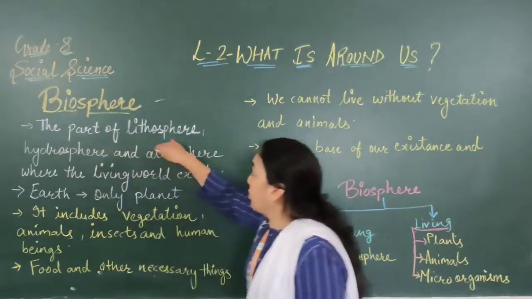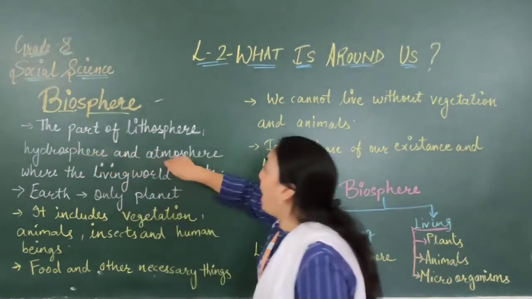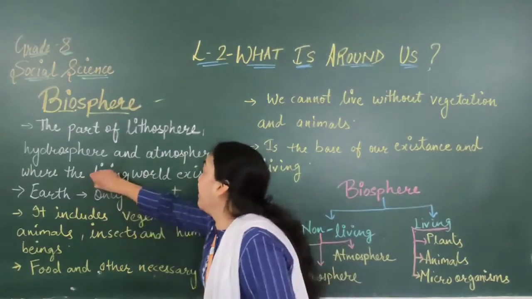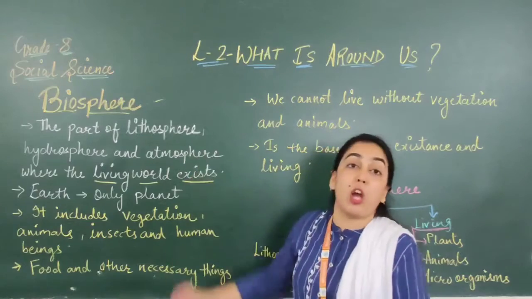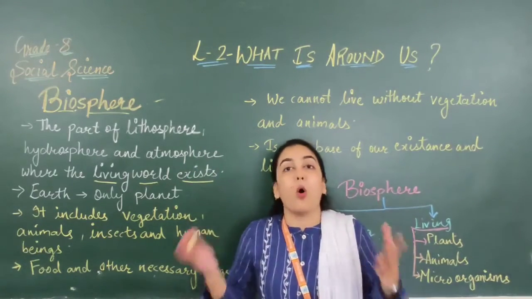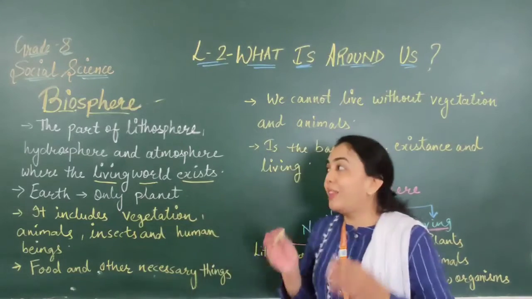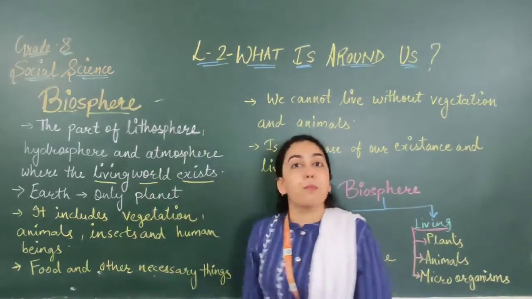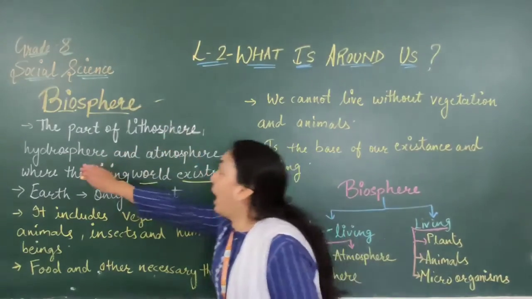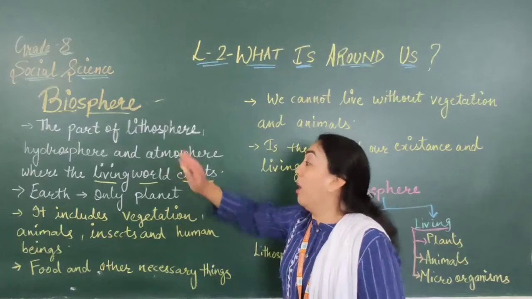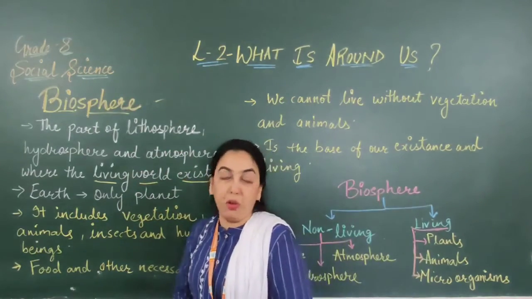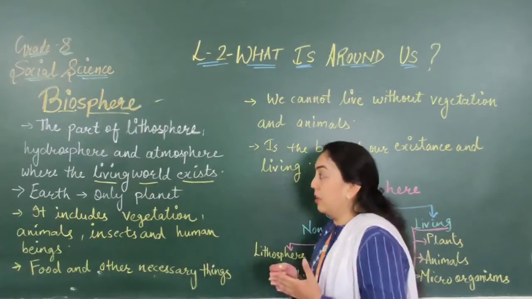The part of lithosphere, hydrosphere and atmosphere, that part of these 3 spheres where the living world exists, जहाँ पे living world रहता है, means living beings, all things are included. So that part can be termed as biosphere. Again, the part of lithosphere, hydrosphere and atmosphere where the living world exists is known as biosphere. So I hope the definition is clear.